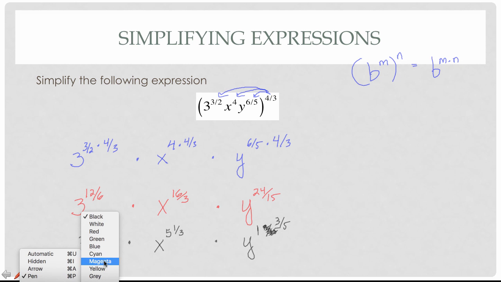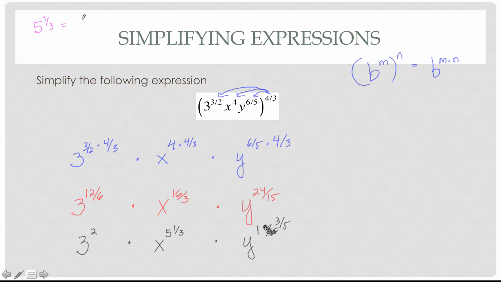Now here's a funny thing, or an interesting thing. When we have 5 1/3, that's the same as 5 plus 1/3, right? And with exponent properties, whenever we would add the exponents, it means we're multiplying the base. So I can rewrite everything this way now. So 3 squared is 9. That's done. That's settled. We like that. x to the 5 1/3, I can rewrite as x to the 5th times x to the 1/3. I can rewrite it separately. I can put them back together and add the exponents, but let's keep them apart. Let's keep the whole number part and the fraction exponent separate. And then I can change y into y to the first times y to the 3/5.